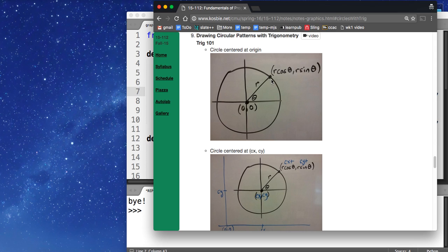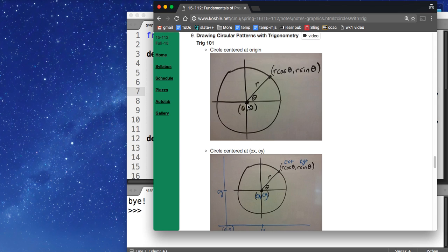If you haven't had trig or don't know trig or don't remember trig, no problem. This is literally all the trig you need to know. Python actually gives us sine and cosine, so we can compute this. This is important because you're going to need trig anytime that you're doing anything involving angles, involving rotating around circles, and so forth.